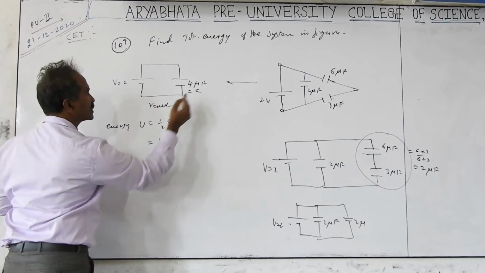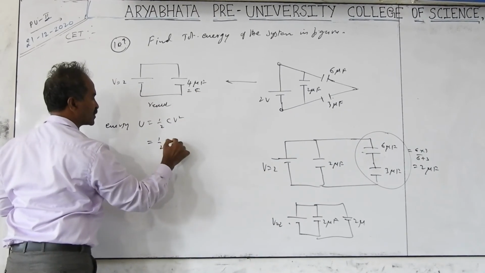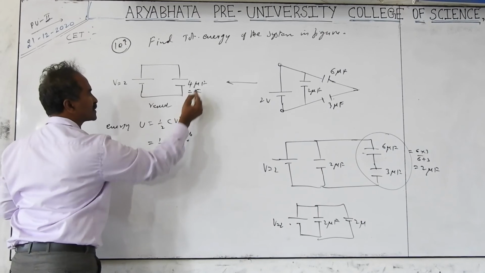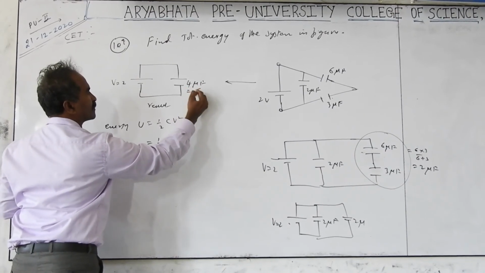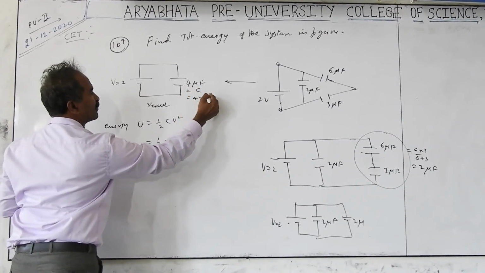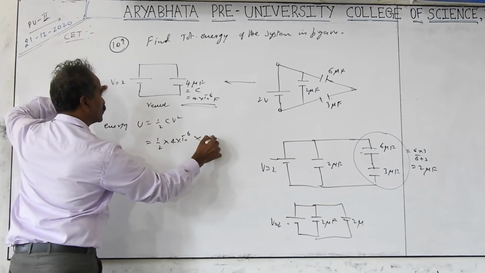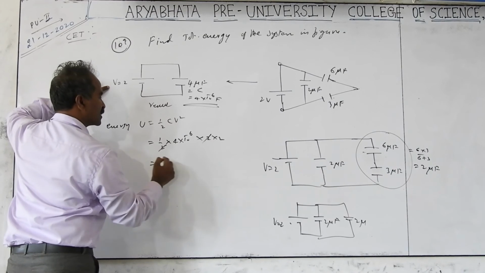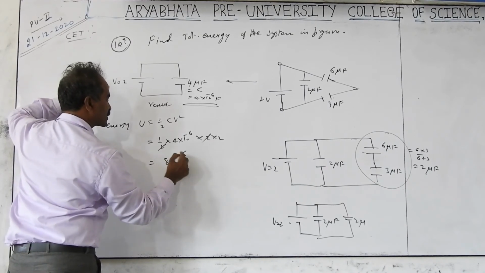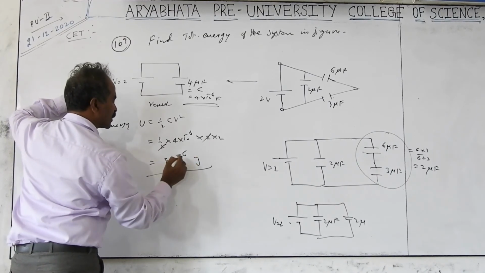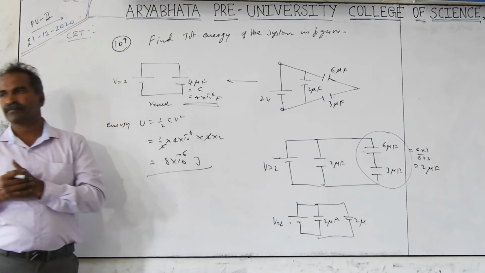Half into C, which is 4 microfarads, 4 into 10 to the power of minus 6 farads, into potential square, that is 2 into 2. The half cancels. 8 into 10 to the power of minus 6 joules, or 8 microjoules, is the answer.